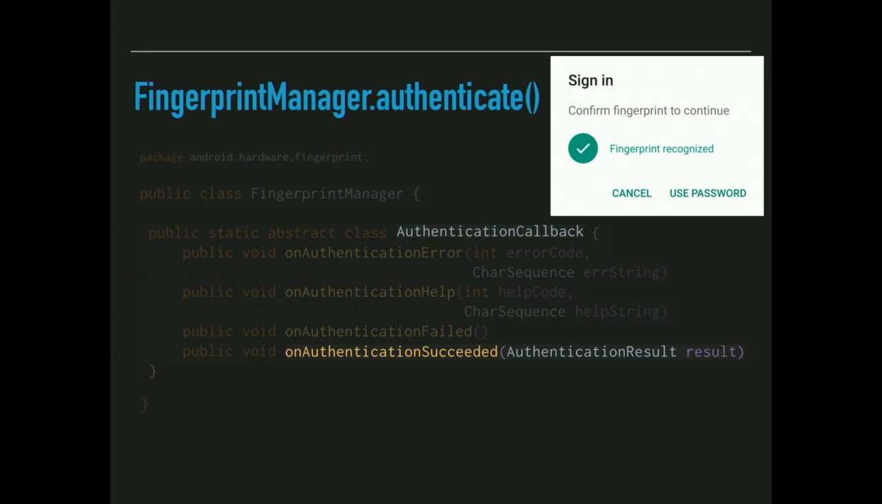And then the happy path is when you get onAuthenticationSucceeded. So it is an enrolled fingerprint, it was recognized correctly, and now you're going to get this authentication result. Again, there's no message that it gives you to put in the UI. You have to provide your own. This is from the sample app that I showed earlier, "fingerprint recognized." So it gives you an authentication result.